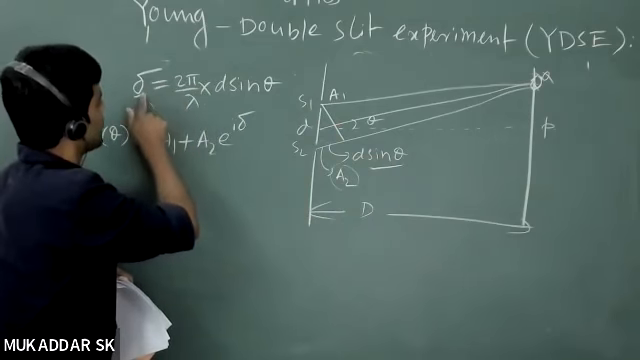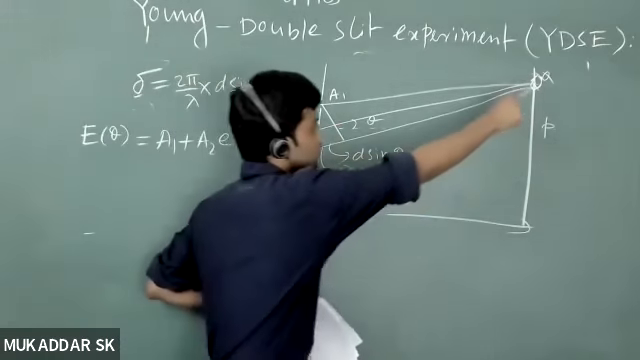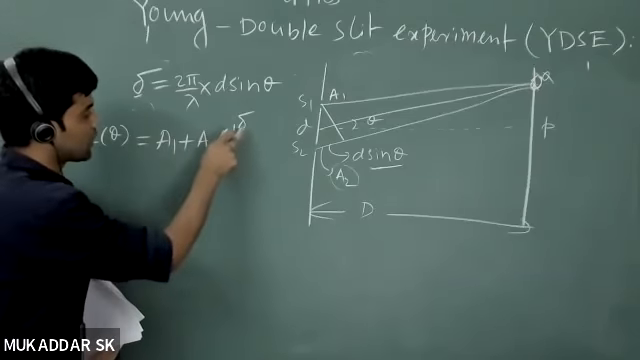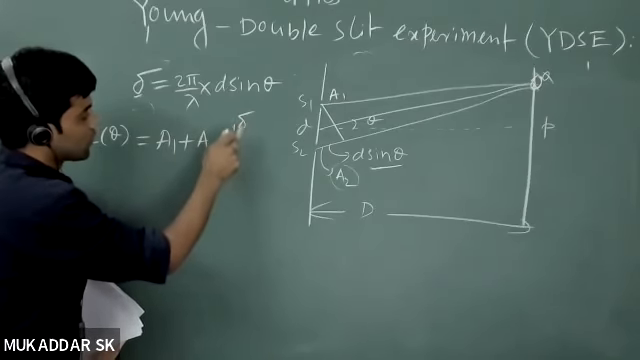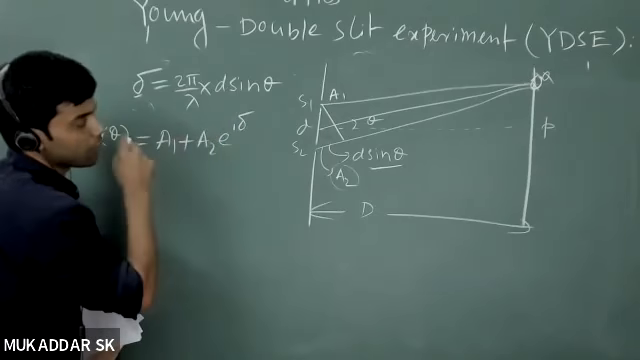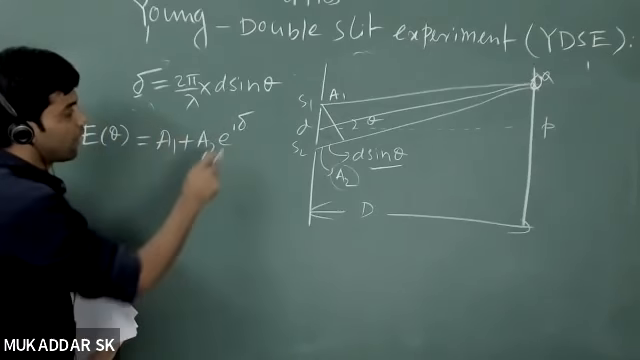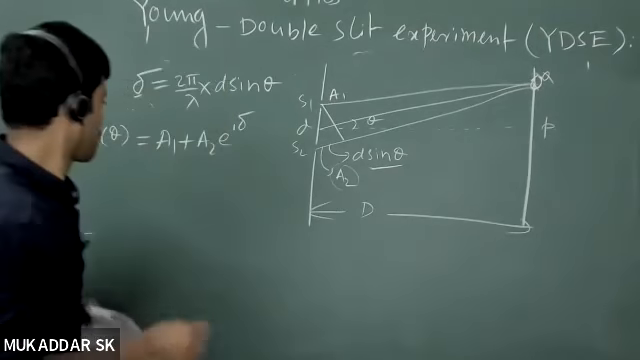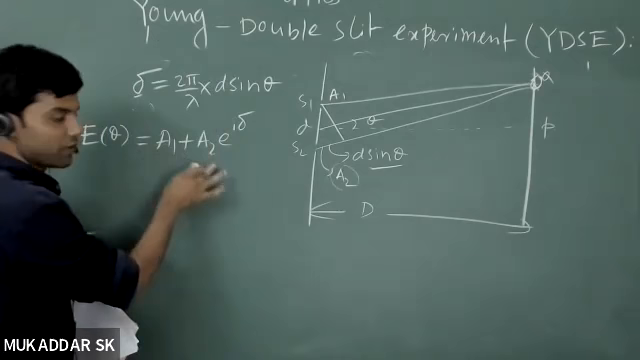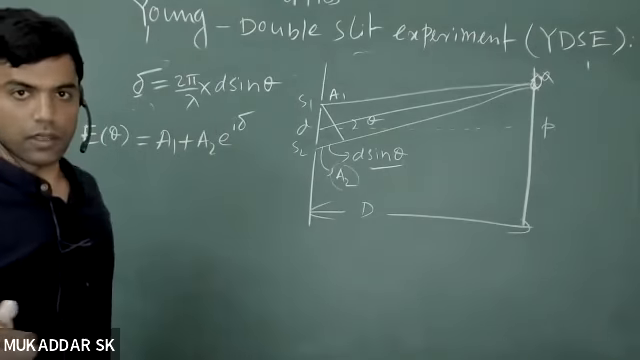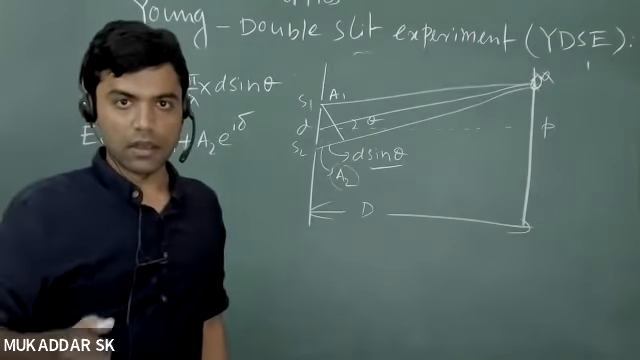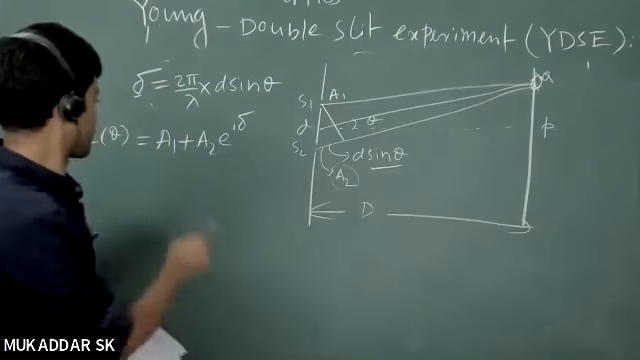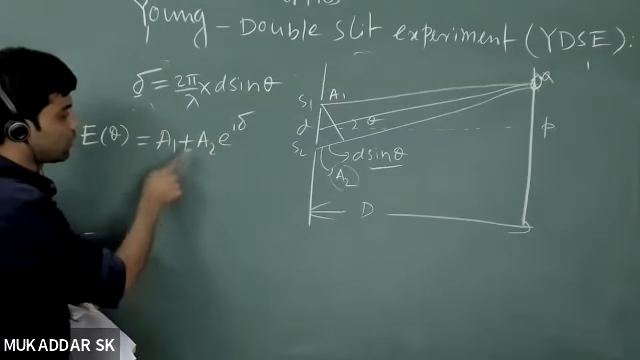If delta is the phase difference, the resultant amplitude at Q will be A1 plus A2 exponential i delta. So delta will decide whether it will be constructive or destructive. अगर डेल्टा आपका 0, 2 पाई, 4 पाई, 6 पाई हो तो फिर क्या मिलेगा? A1 प्लस A2 मिलेगा. तो ये कॉन्स्ट्रक्टिव इंटरफेरेंस है. अगर डेल्टा आपका पाई, 3 पाई, 5 पाई इस ऑर्डर में मिलेगा तो फिर रिजल्टेंट एम्पलीट्यूड क्या हो जाएगा? A1 minus A2.